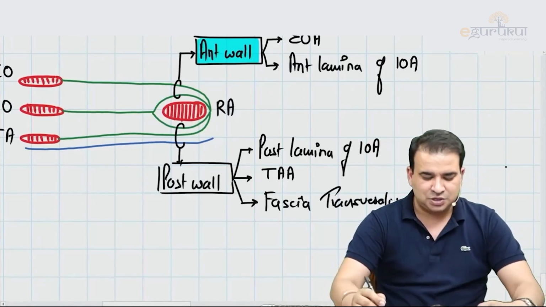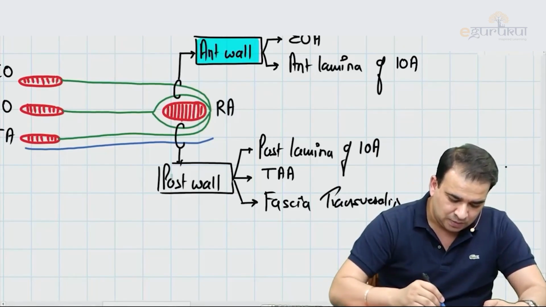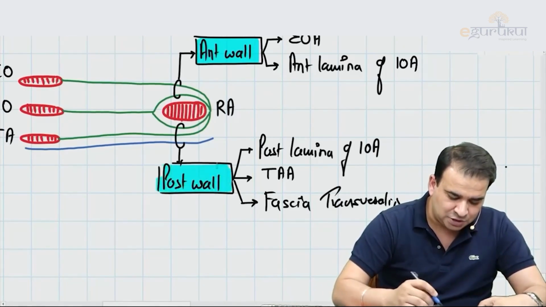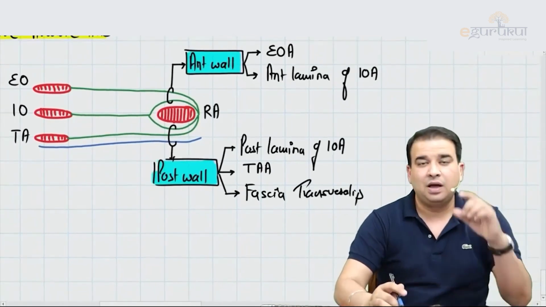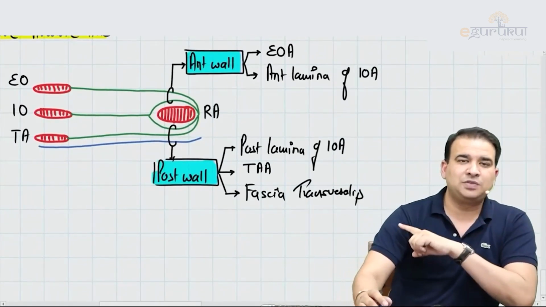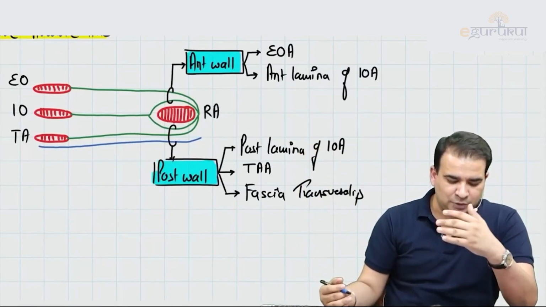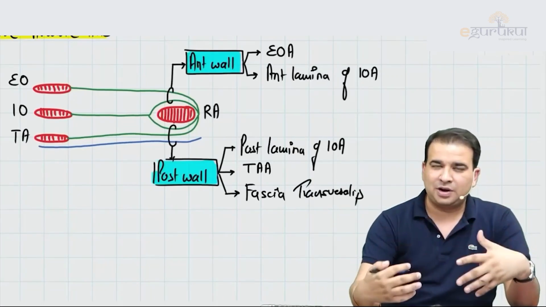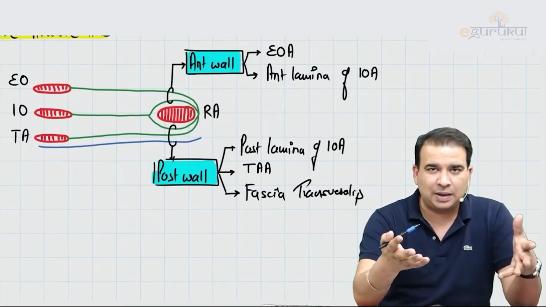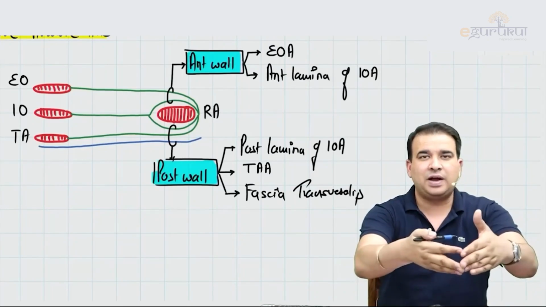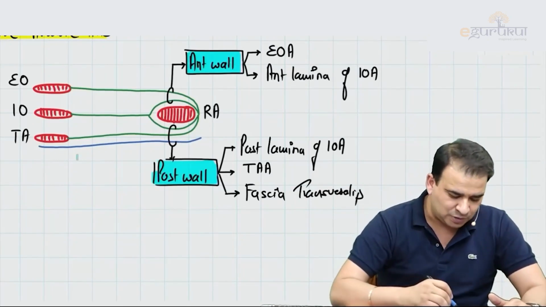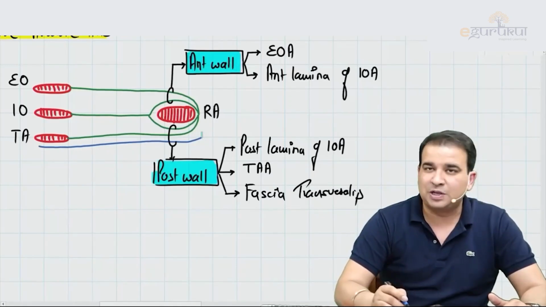Also by the fascia transversalis, that is forming the posterior wall of the rectus sheath when the section is taken above the arcuate line. So this is the formation of the rectus sheath. Anterior wall is there, posterior wall is also there. Anterior wall and posterior wall by the external oblique and transverse abdominis, whereas internal oblique aponeurosis contributes to both the walls by dividing into the two lamina, and posteriorly we also have this fascia transversalis.